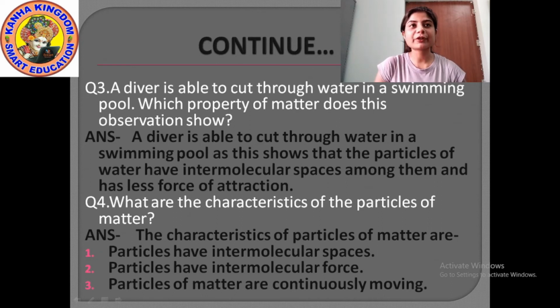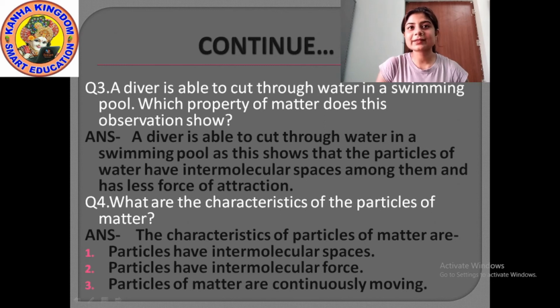Understood? I will repeat the answer once again. Question number 3. A diver is able to cut through water in a swimming pool. Which property of matter does this observation show? The answer is: a diver is able to cut through water in a swimming pool as this shows the particles of water have intermolecular spaces among them and have less force of attraction. Understood?